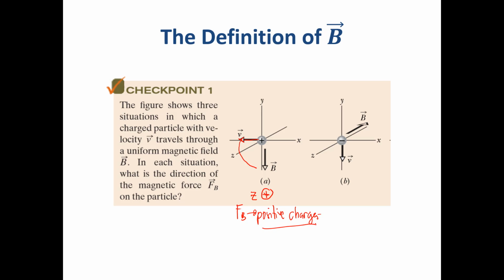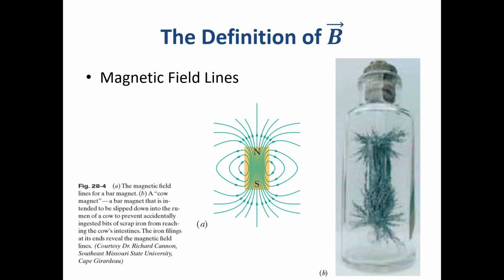And then the second, the V is in Y negative, and then B in Z negative. So the FB is this one. So this is the FB, and this is the FB. So FB is X positive. Okay, and it's similar to the charts.